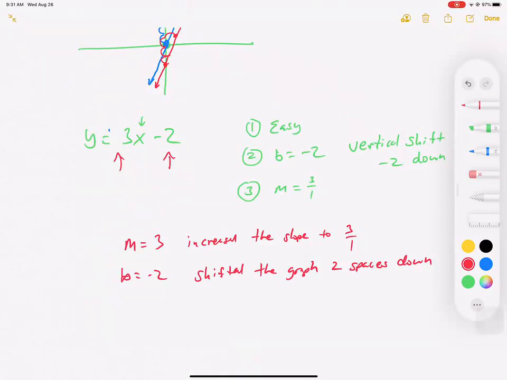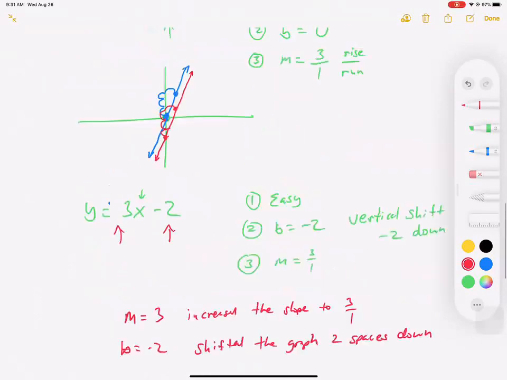Okay, so let's keep going. The homework problems that you guys will see today are going to be in these standard forms. And they're going to ask you, hey, what happens when I stuck a 3 on there compared to the easy graph, x?